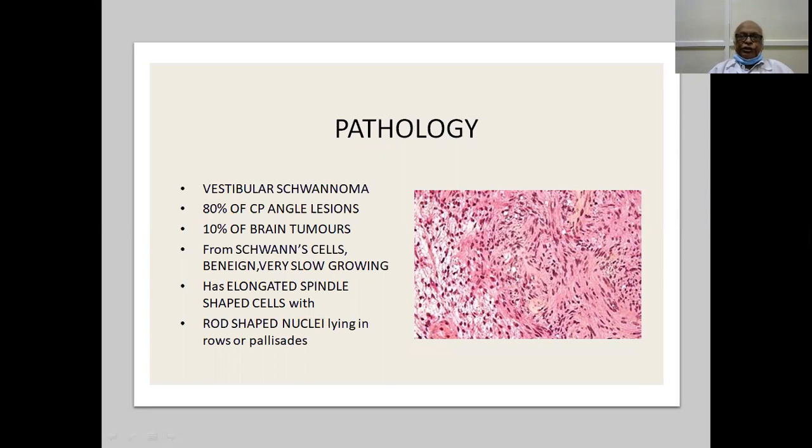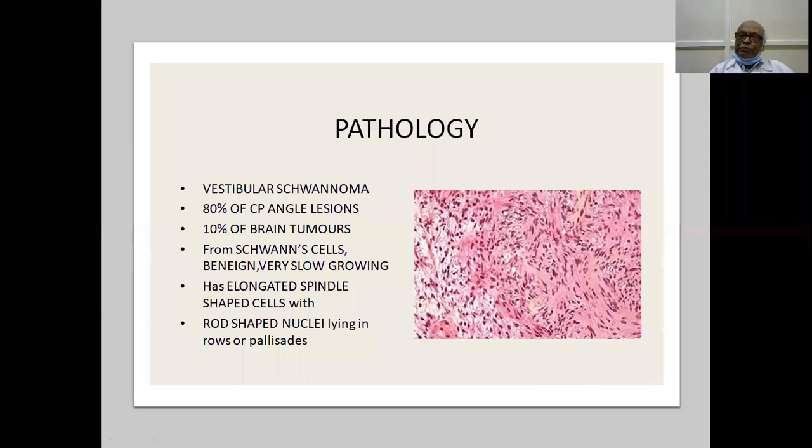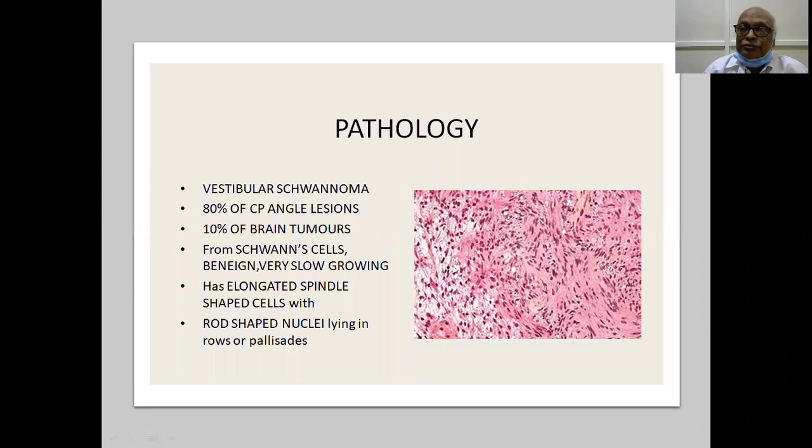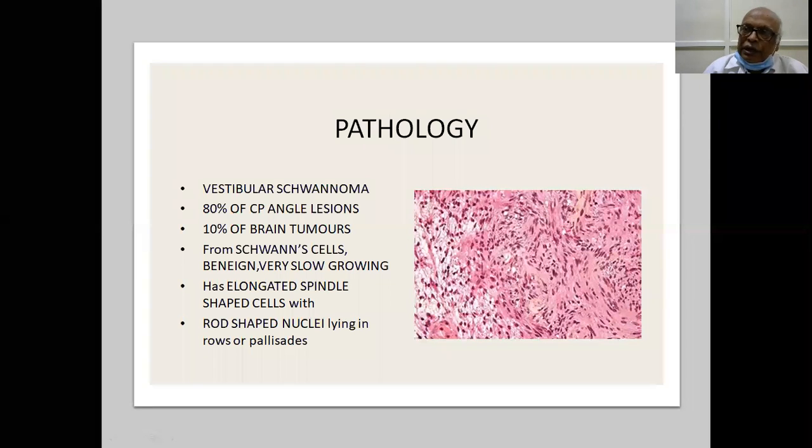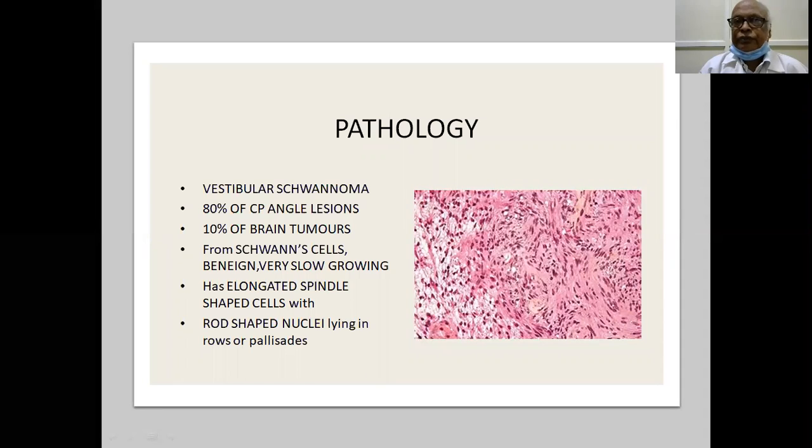It forms about 80% of all the cerebellopontine angle tumors and about 7 to 10% of all brain tumors. As I already mentioned, it is from the Schwann cells and it is benign, encapsulated and very slow growing, almost 1 millimeter per year, 0.1 millimeter per year.